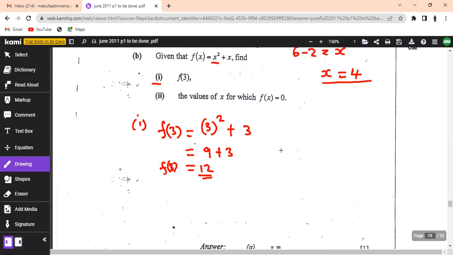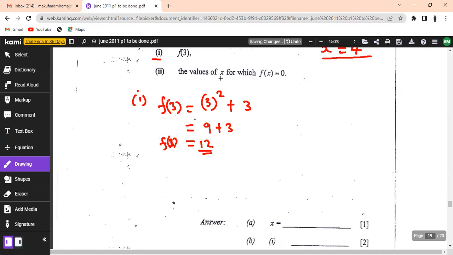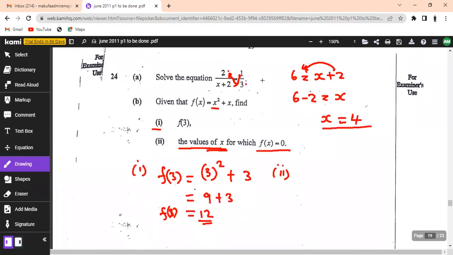Then the other question is now the values. Take note, now you are solving an equation here. You need to find x this time when f of x is equal to 0. So what does this part mean? It means we are going to equate your f of x, the original f of x, which is x squared plus x. You equate this to 0 because you are given that f of x is now equal to 0.